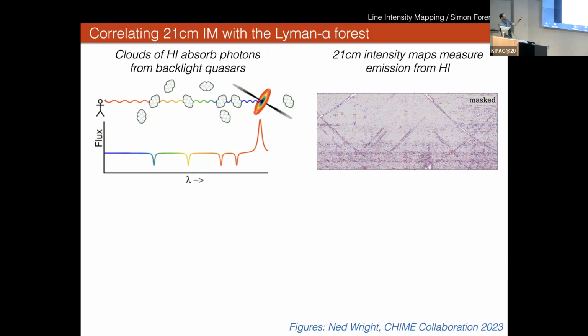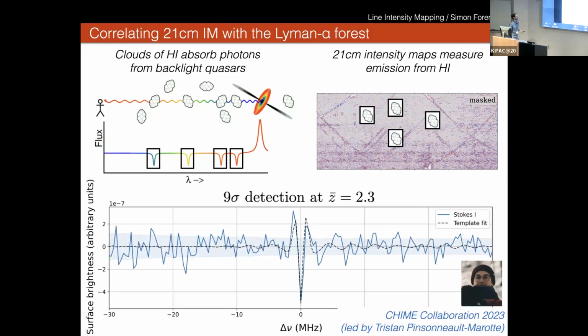So if we do a cross correlation, we expect there to be an anti-correlation between the level of the quasar spectrum and the CHIME maps. And if we perform the same kind of procedure that we did, where we look in the CHIME maps at the location of all of these dips and do some averaging over all of those locations, we measure this cross correlation with the correct sign, the anti-correlation, at about 9 sigma at an effective redshift of 2.3, which is significantly higher than the previous record we already set for the highest redshift measurement of 21 centimeter emission.